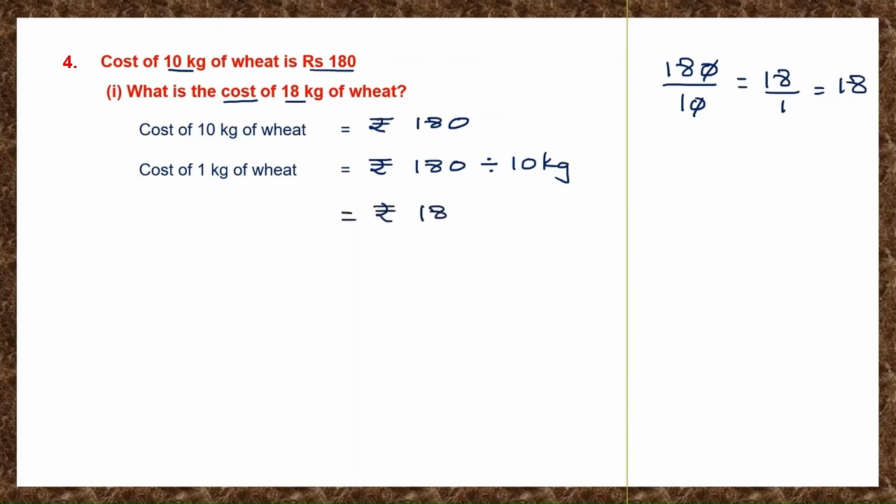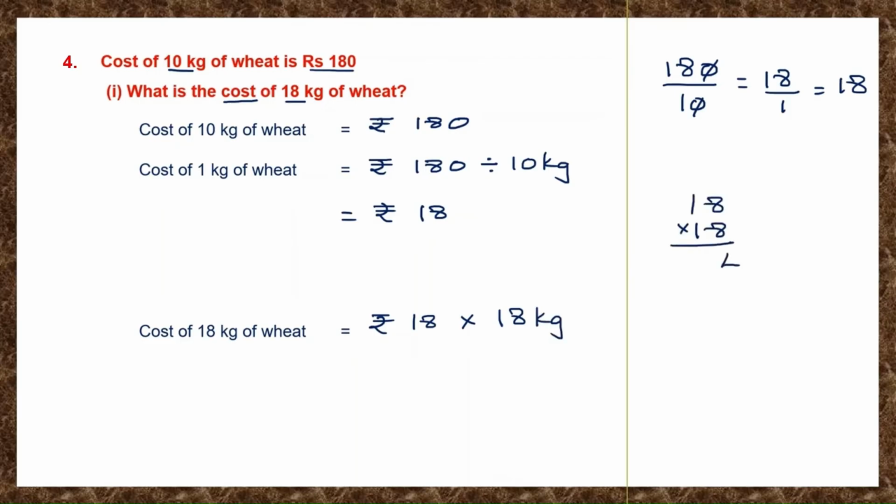So now that we know the cost of 1 kg of wheat, we can find the cost of 18 kgs of wheat, which we've been asked to find. So cost of 18 kg will be cost of 1 kg into 18. So now we have to multiply. Now this is 18 kg. Let's multiply 18 into 18.